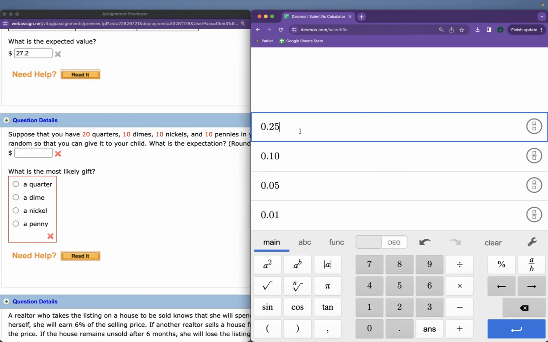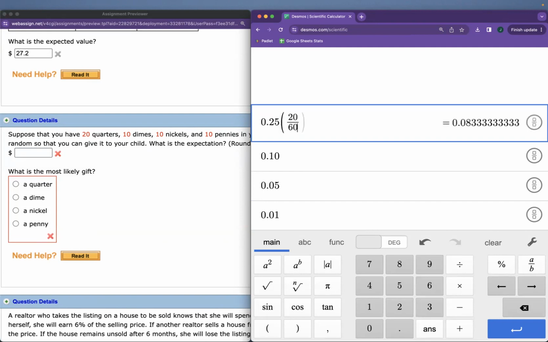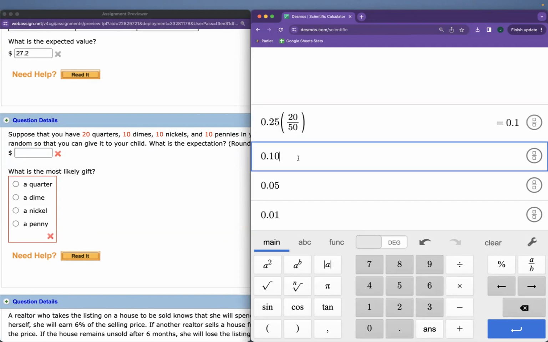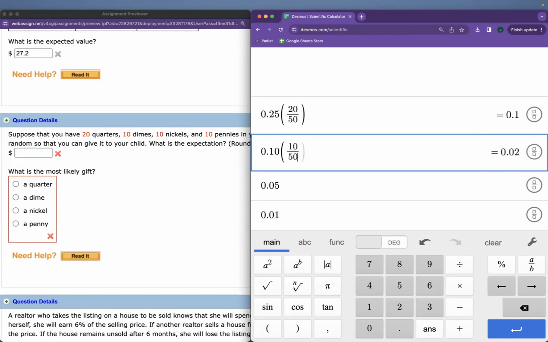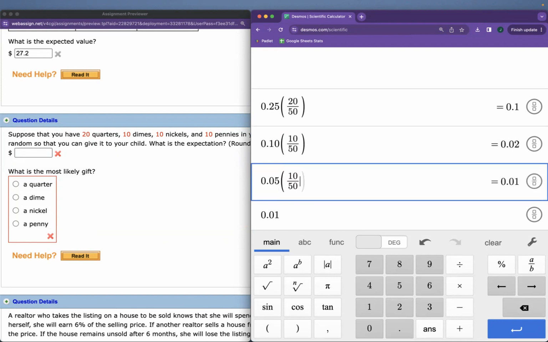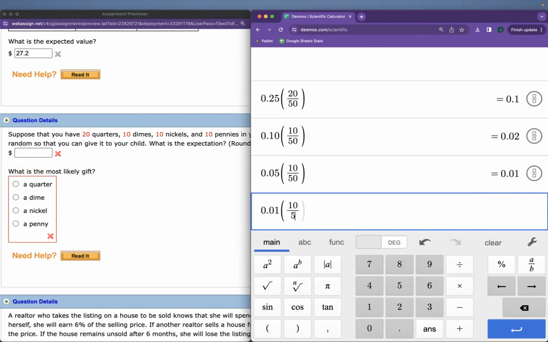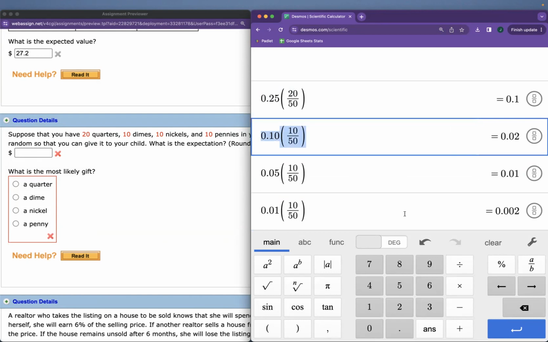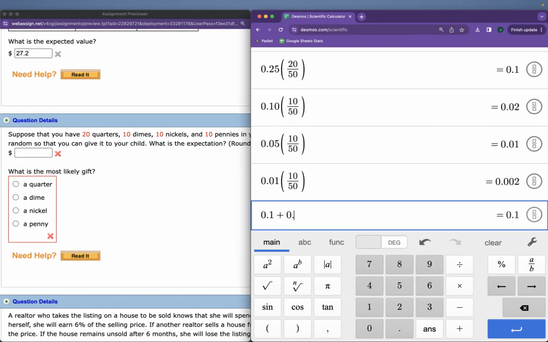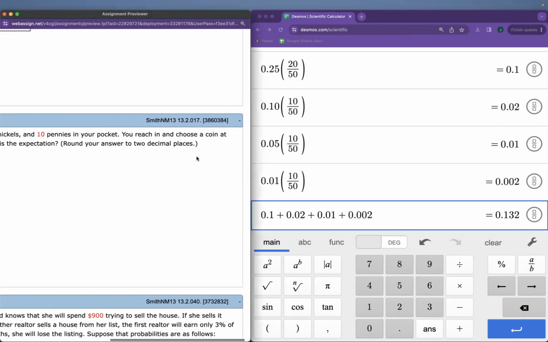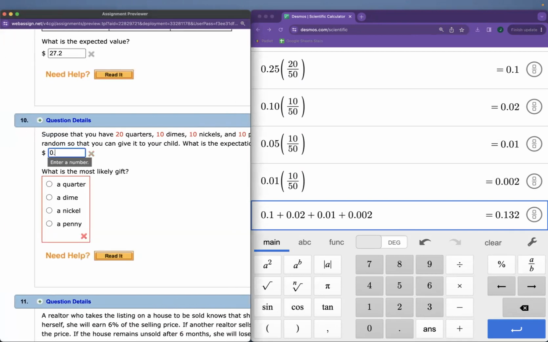So the probability of a quarter is going to be 20 out of 50. Probability of a dime is going to be 10 out of 50. And then the probability of a nickel is 10 out of 50. And the probability of a penny is 10 out of 50. Right, so these are the multiplied values. Just add them up together to get the answer. It's going to be 0.1 plus 0.02 plus 0.01 plus 0.002. And it's 0.132, to the nearest 2 decimal places would be 0.13. What's the most likely is a quarter because you got the most of those.